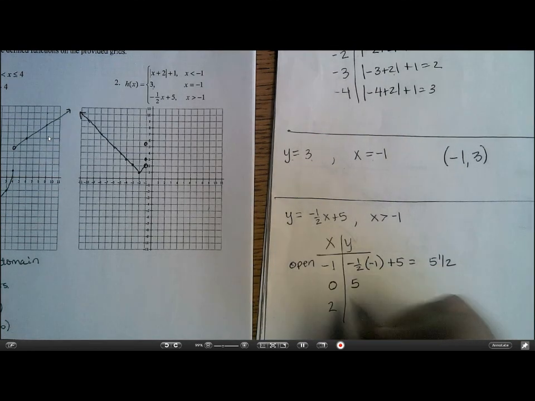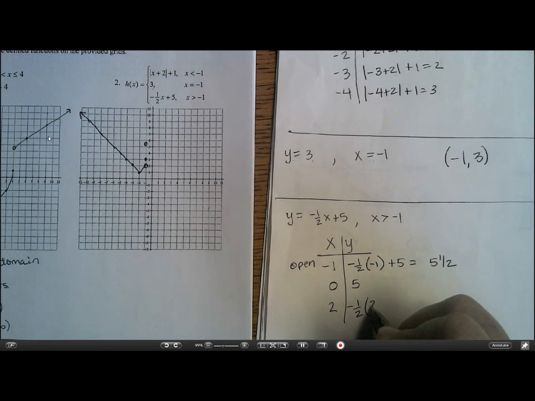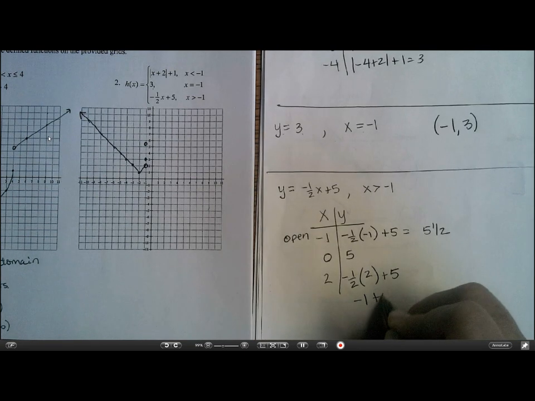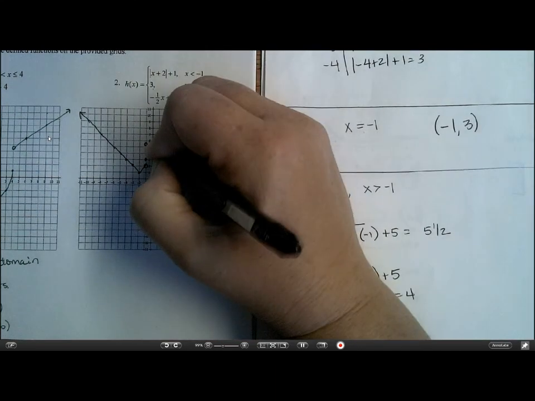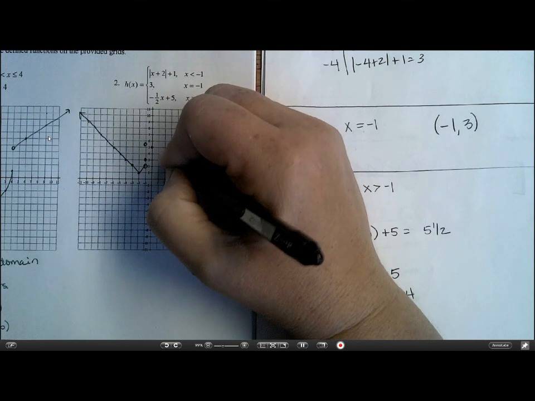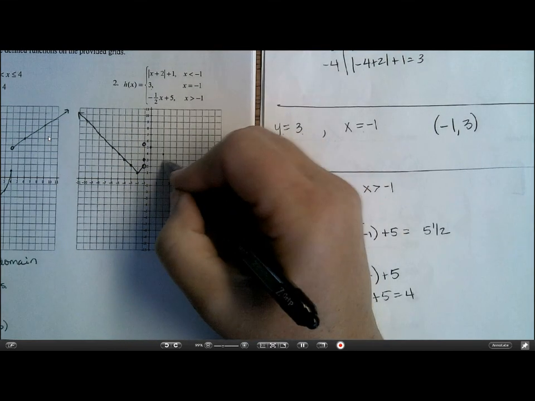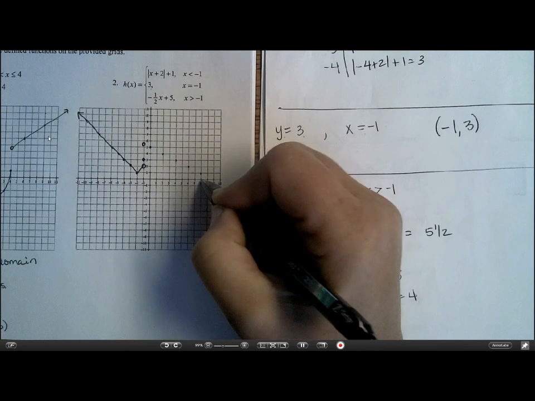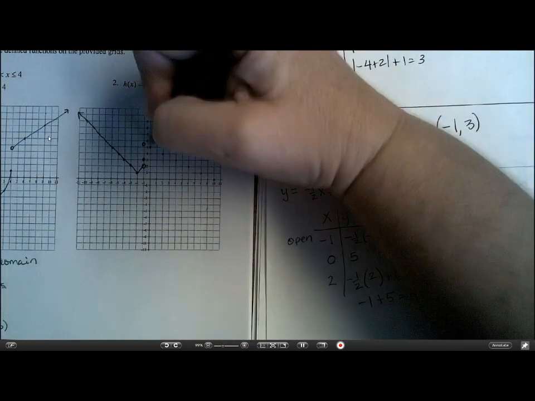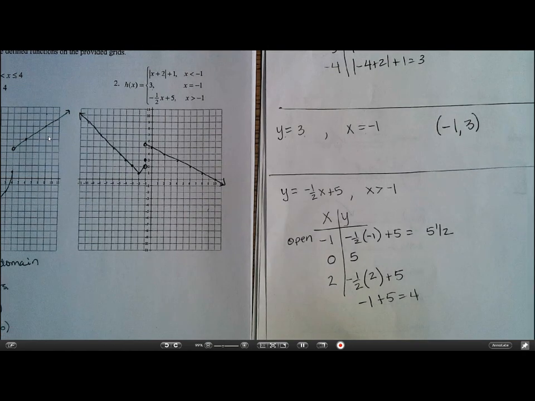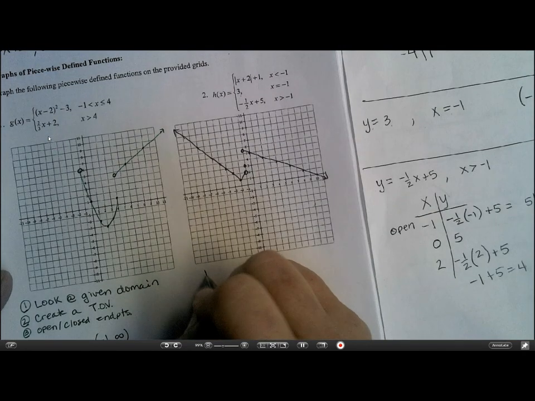And if I plug in 2, I'm picking multiples of the denominator so that I can get nice, pretty numbers. So 1/2 of 2 is 1. This gives me a -1 plus 5 is 4. So 0, 5, and then 2, 4. And then what I could do from here is utilize the slope, down 1 over 2. So down 1 over 2, down 1 over 2, and continue that process until I am off of the grid. Okay, so that is what number 2 would look like.